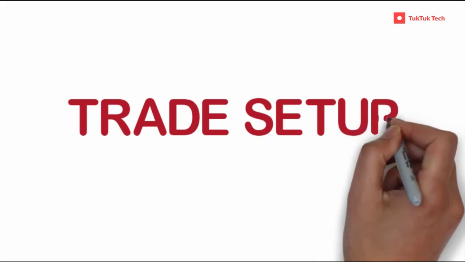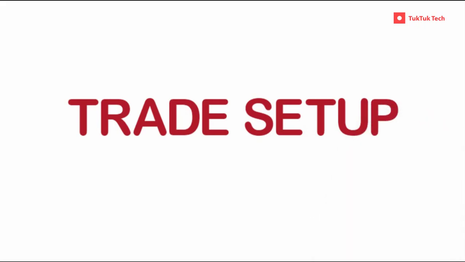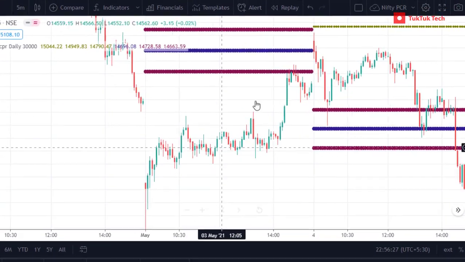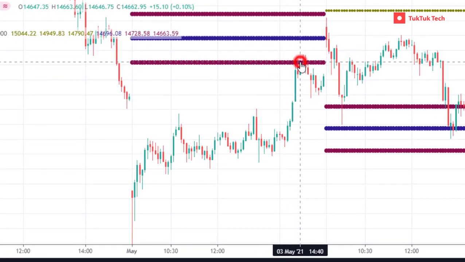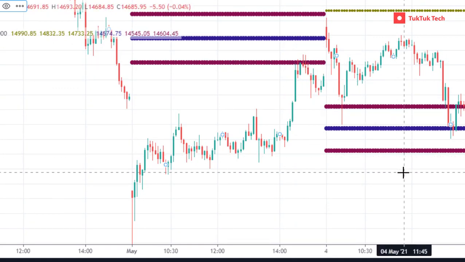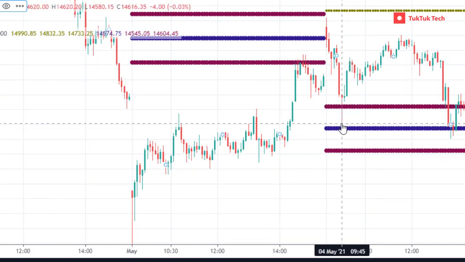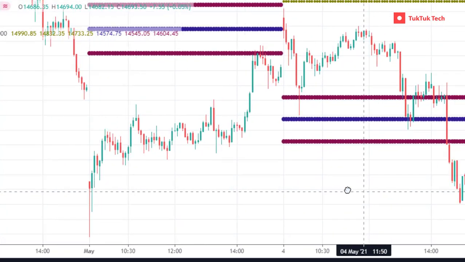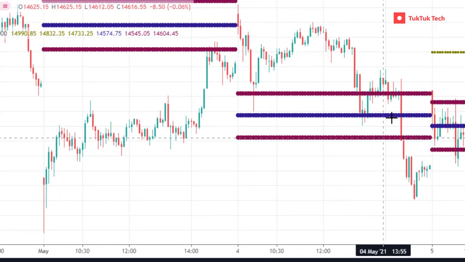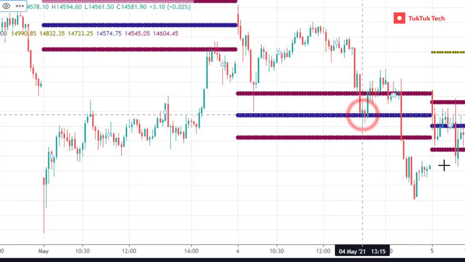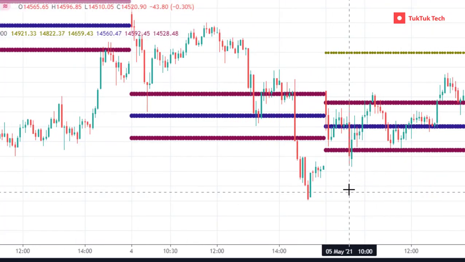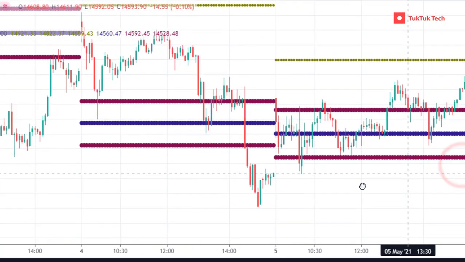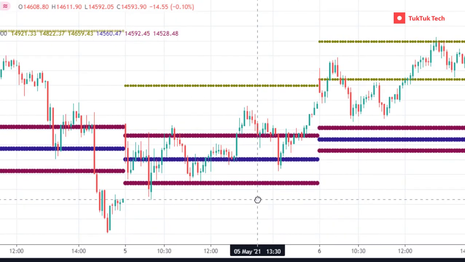The trade setup. The central pivot range is the equilibrium of the market. It can have an amazing gravitational pull on price. Remember, the central pivot point is reached 63% of the time at some point during the day.